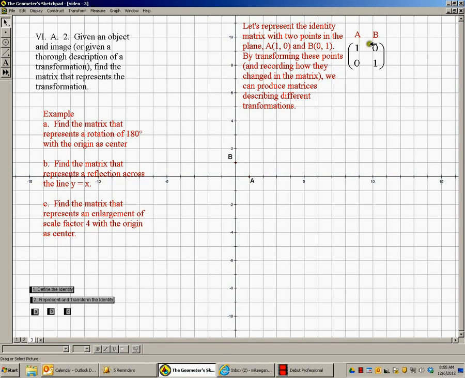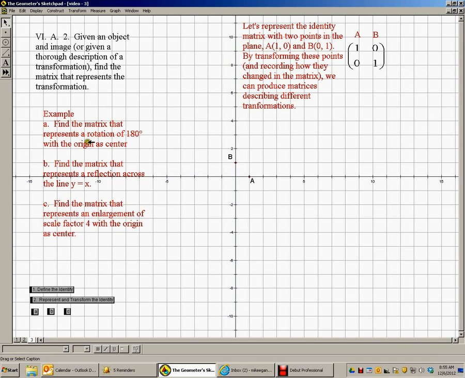Let's go ahead and represent the identity matrix with 2 points in the plane. So let's put the point A at (1, 0), which is here. You can see it visually, and it's also here as a column in the matrix. And then B is going to be (0, 1), which is here visually. It's here in the matrix. And then what I can do is take this baseline identity location, and if I perform a transformation with these 2 points and see where they end up, it is going to produce the transformation matrix that I'm looking for. So this is kind of what I mean by that.